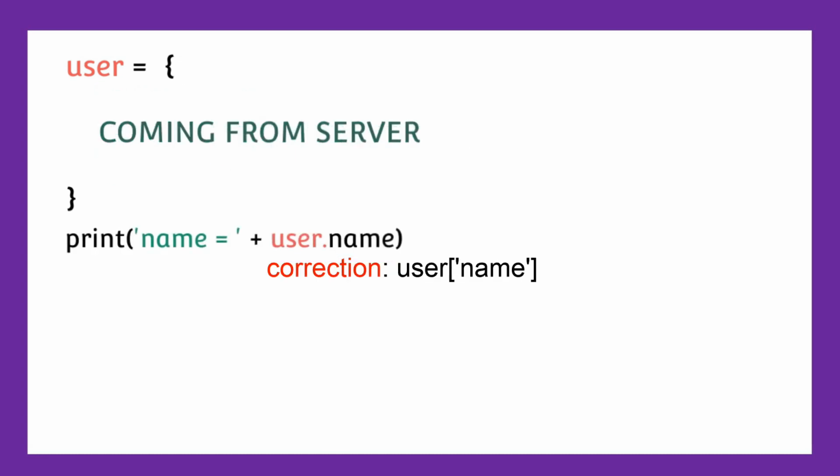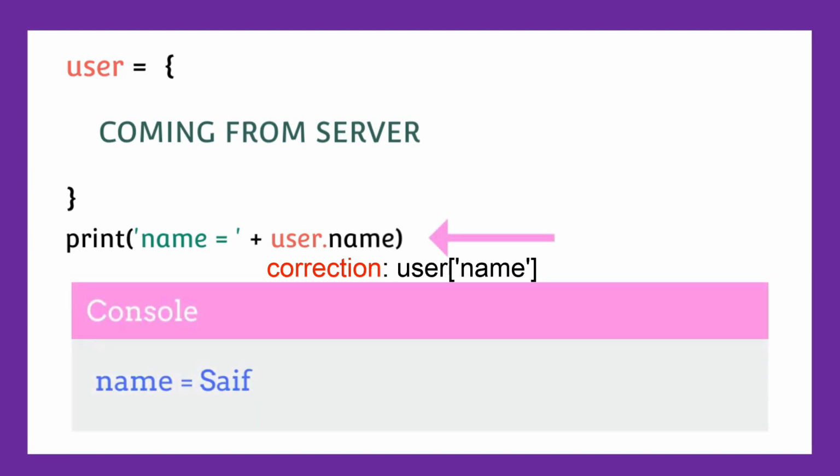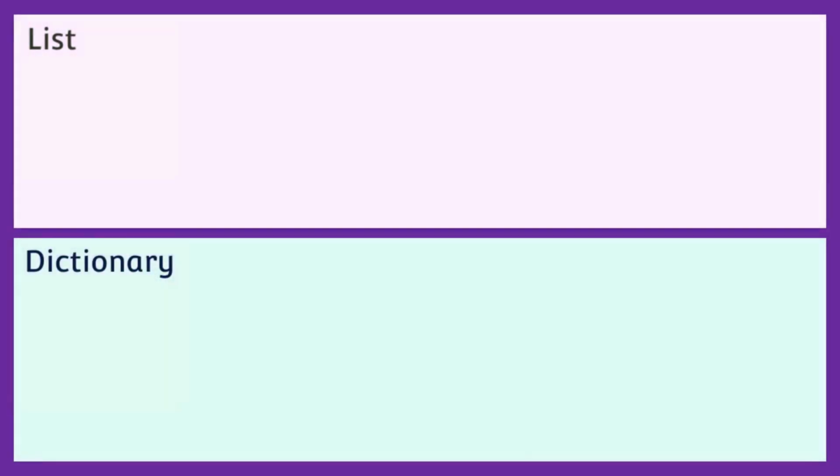So now even if the data is coming from a server, the order of values is unknown and I cannot see it in my code. Still, this print will always show name and not email or something else. So a dictionary stores data in a little different way.